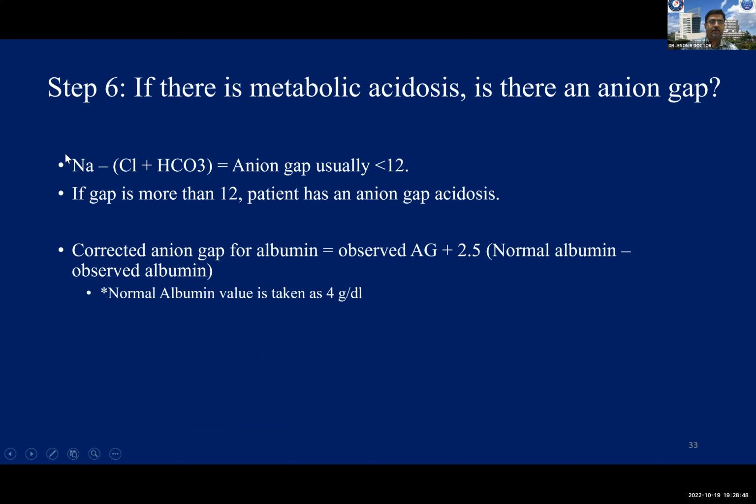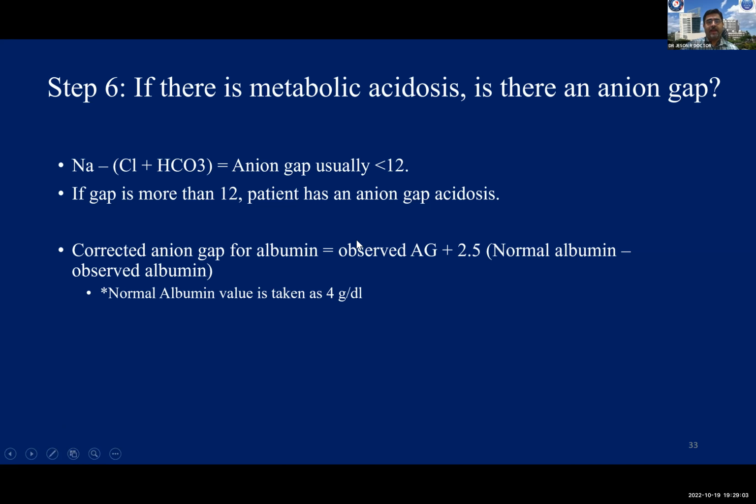Anion gap is nothing but you add the electrolytes, sodium, chloride, and bicarbonate. The normal anion gap is around 12. If the anion gap is higher than 12, it is termed as high anion gap. And if it is less than 12, it is termed as normal anion gap metabolic acidosis.